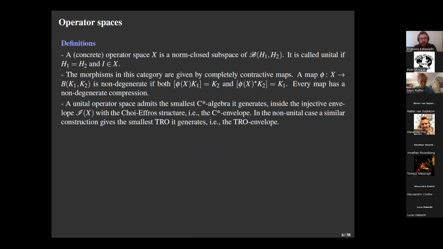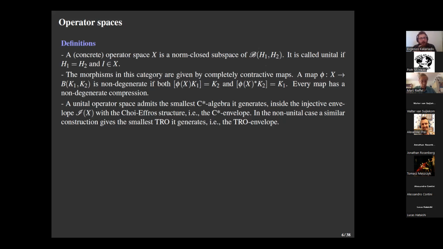Before I pass to the work with George and Van, I want to set a little bit of notation and also say some things about previous work that I had with George on operator spaces. So a concrete operator space will be a non-closed subspace of B(H1, H2), and will be called unital if H1 equals H2 and X contains the unit. The morphisms here are going to be completely contractive maps.